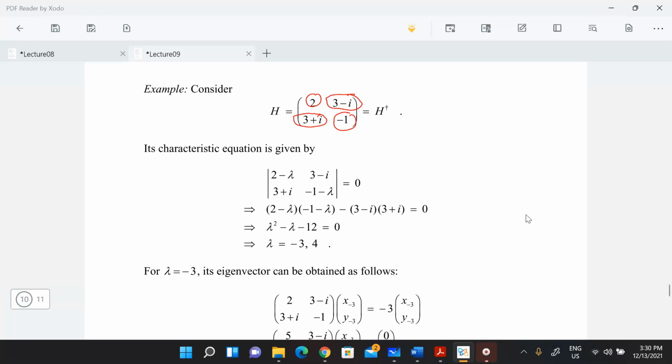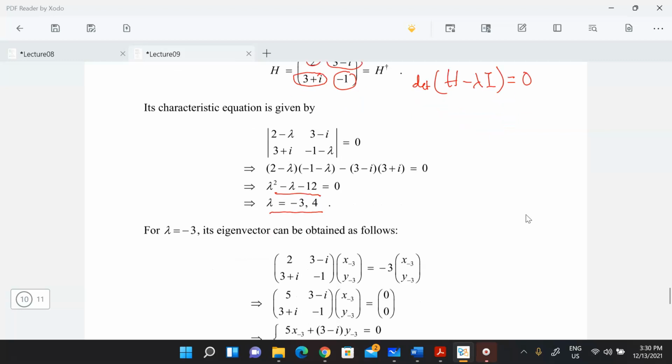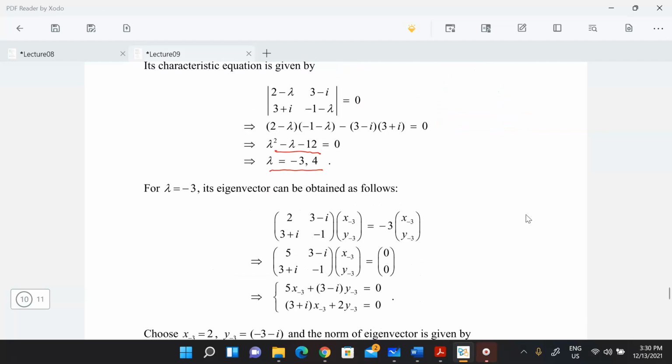So now one can actually try to find the eigenvalues. Again, the eigenvalues come from solving the determinant of h minus lambda I equals 0, very much the same way as for your real matrix. So you do that, and you'll find you have this quadratic equation to solve, and that gives you your eigenvalues. So there are two different eigenvalues. One is lambda equals minus 3.